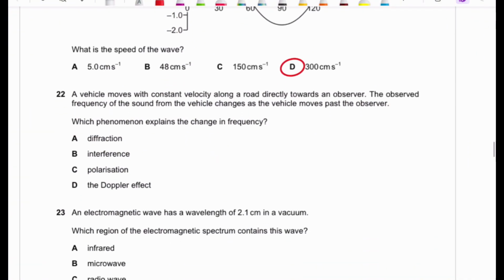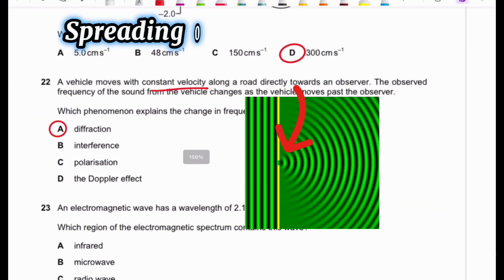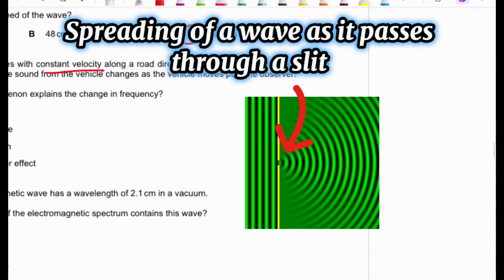A vehicle moves with constant velocity along a road towards a direct observer. The observed frequency changes as the vehicle moves past the observer. Which phenomenon explains the change in frequency? It's not diffraction. What is diffraction? Diffraction is the spreading of a wave when it passes through a slit.